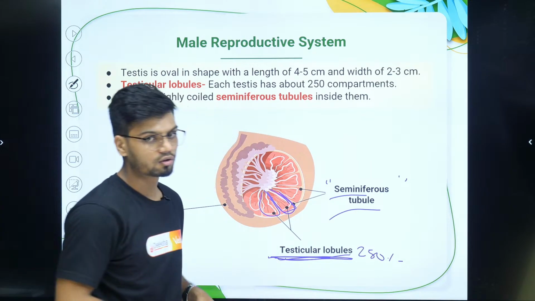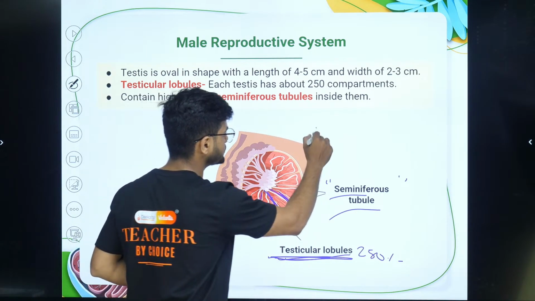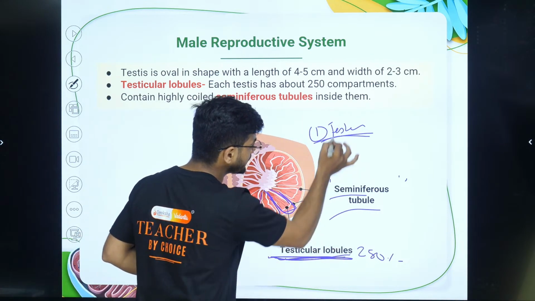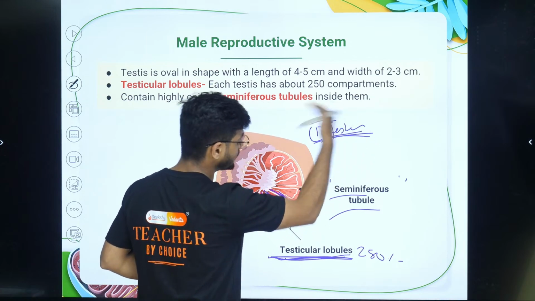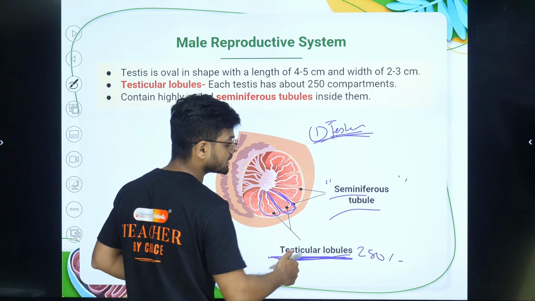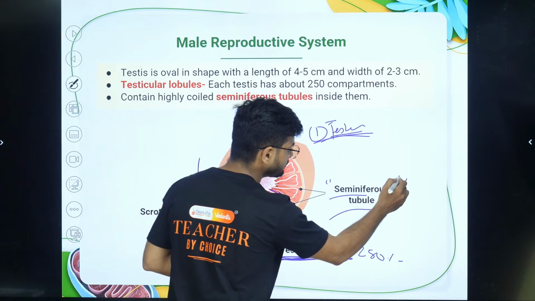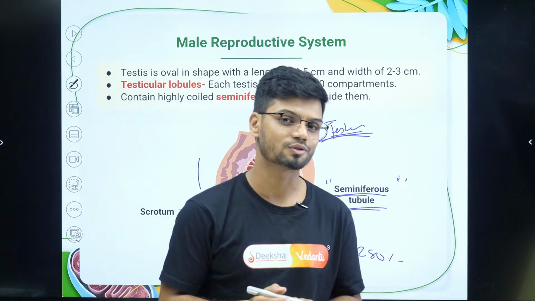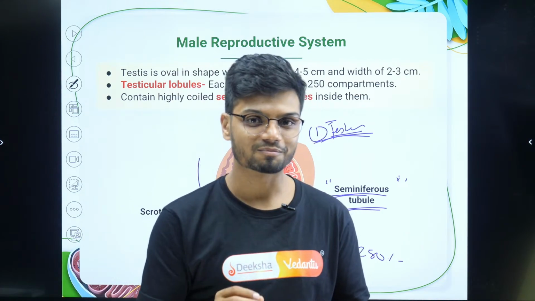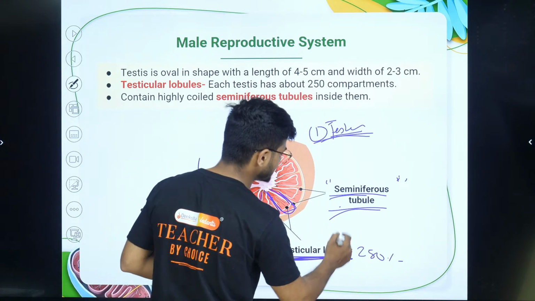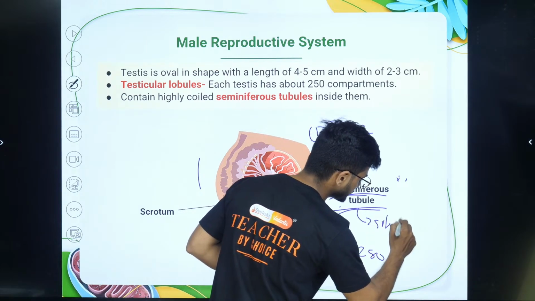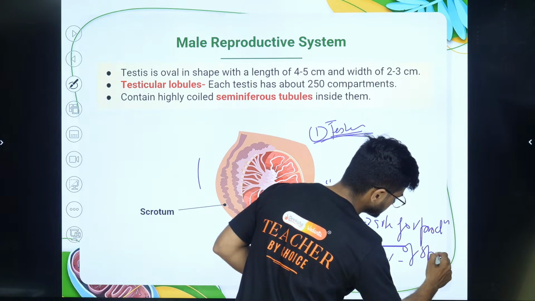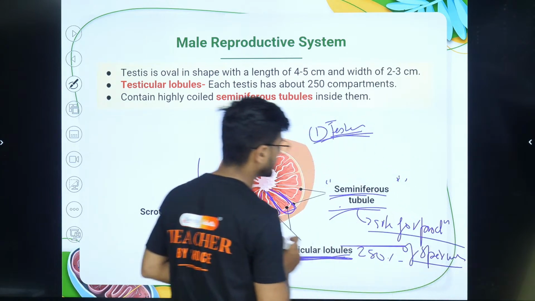So first is your testis. Inside the testis you have testicular lobules. Inside the testicular lobules you have seminiferous tubules. Now what is the function of seminiferous tubules? Seminiferous tubules are the site for production of sperms.